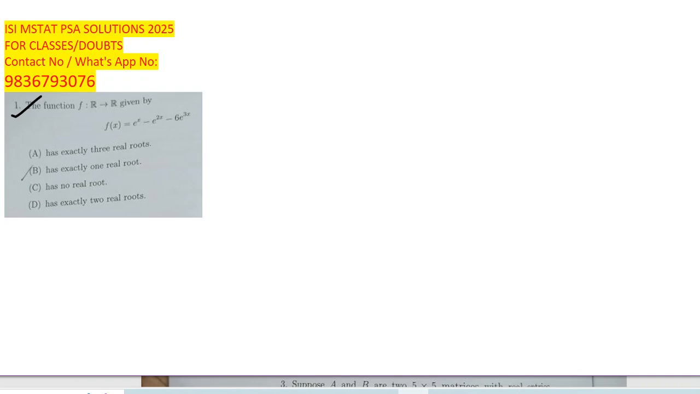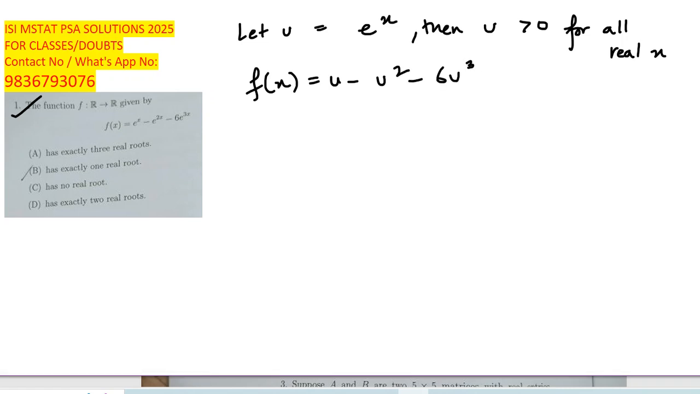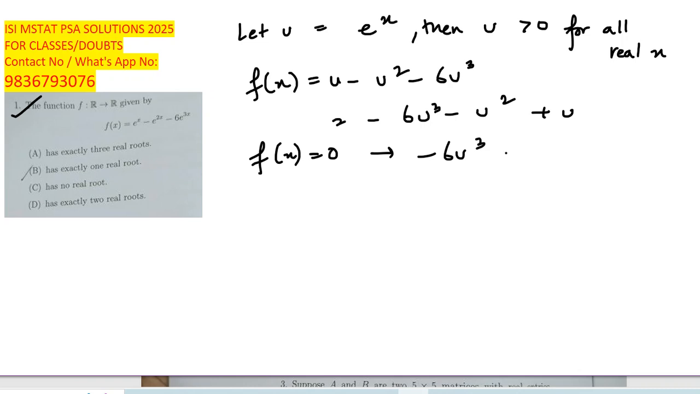So let's simplify. Let u equal e to the power x. Then u will be greater than 0 for all real x. So we get f(x) equals u minus u square minus 6u cube, that is, minus 6u cube minus u square plus u. We'll solve for f(x) equals 0. Then minus 6u cube minus u square plus u is equal to 0.